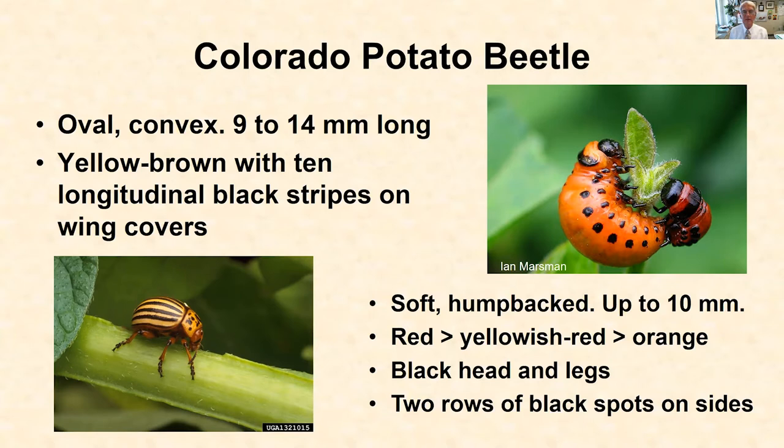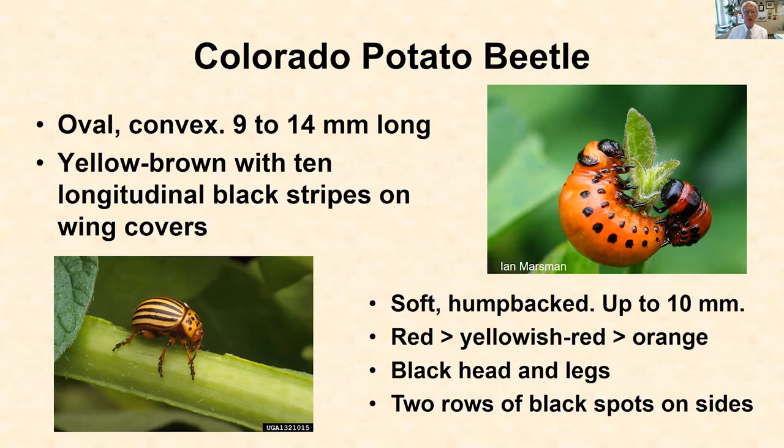One of the confusing things is the size. They start out very tiny. They can be less than 3/16 of an inch long when they first emerge from the egg. And then when they're full grown, they'll be up to 10 millimeters, which is over a quarter of an inch, about 3/8 of an inch in size. So they vary greatly as they're growing, and that's one of the things that sort of confuses the identification.